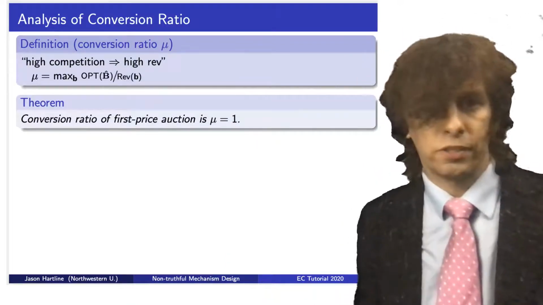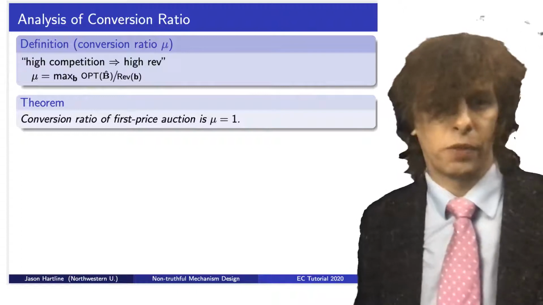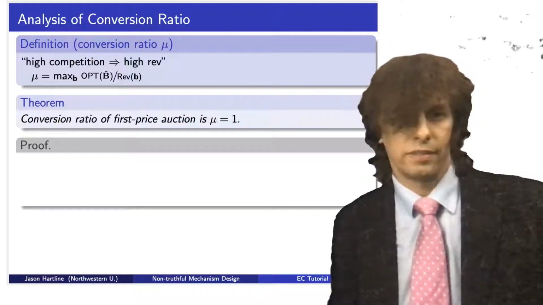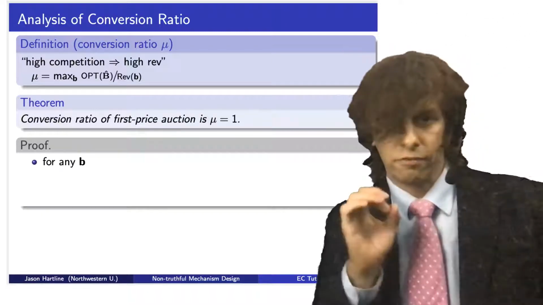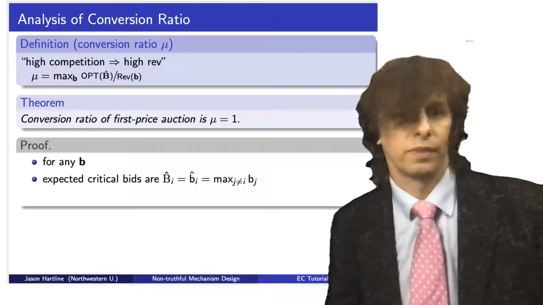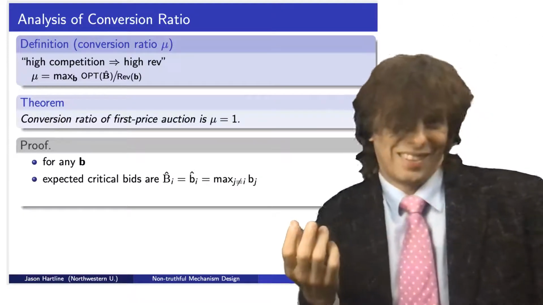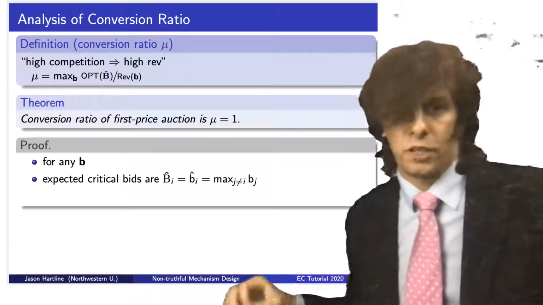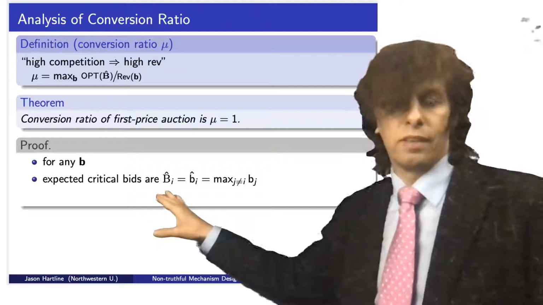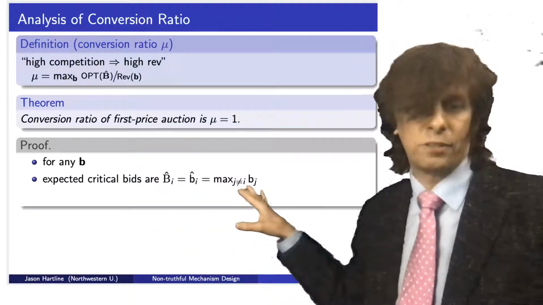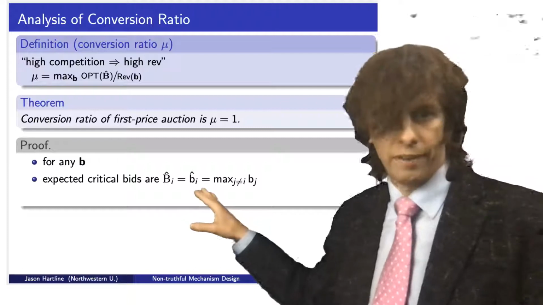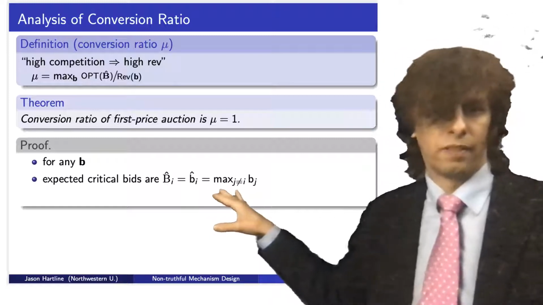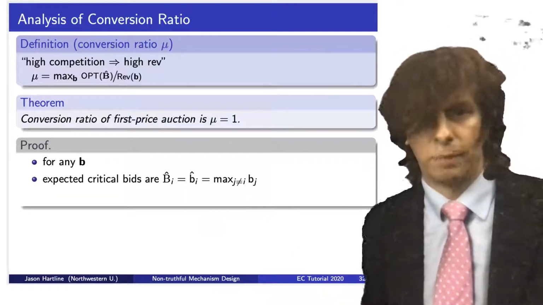The analysis I want to give you is to show that the conversion ratio of the first price auction is mu equal to 1. This is going to be a fairly straightforward analysis. Let's fix any bids b. This is a deterministic set of bids, and so the outcomes are not randomized. So the expected critical bid faced by bidder i is exactly equal to the highest of the other bids, which is a deterministic bid, which I'll call little b_i hat. There's no randomization here, so it's all deterministic, and this is the critical bid that's faced by bidder i. It's the highest of the other bids.